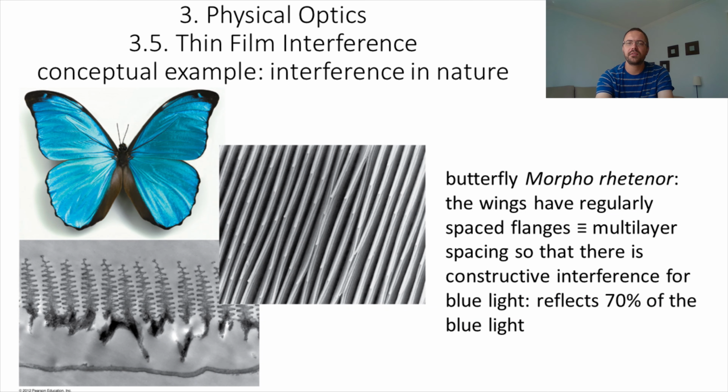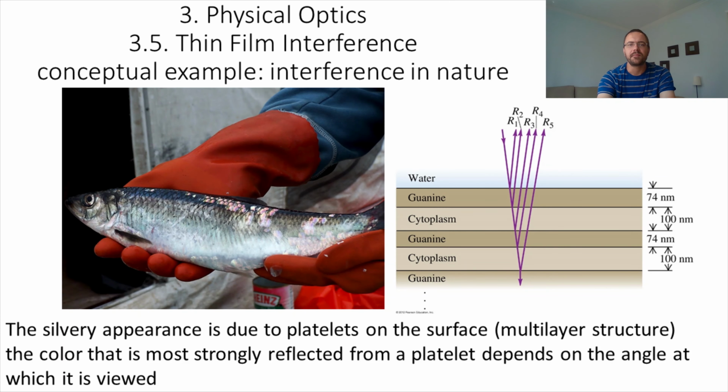There are also colors in nature that come from interference effects. Right? For example, the blue color of a certain butterfly is not the result of pigments, but the result of interference between the reflections on multiple flanges. The spacing of the flanges is such that constructive interference happens for the blue wavelengths, and so the butterfly appears blue.